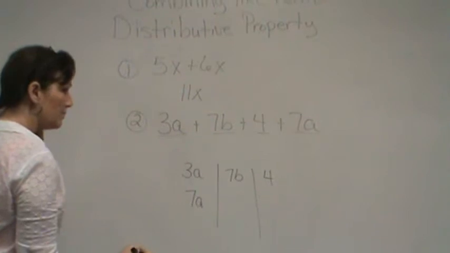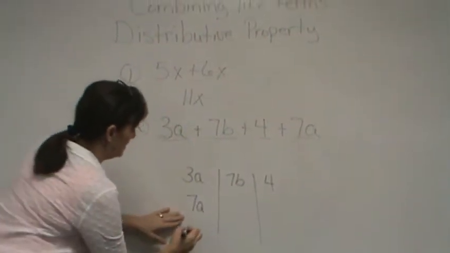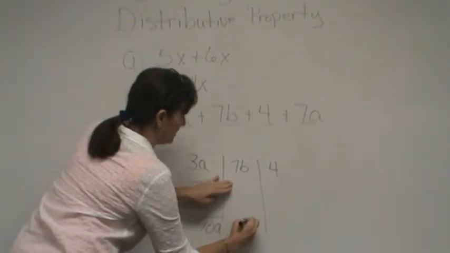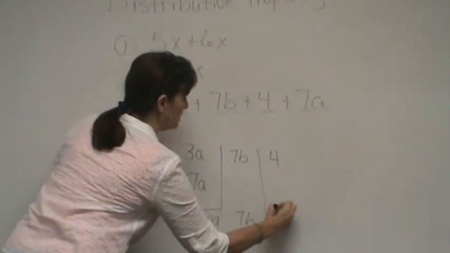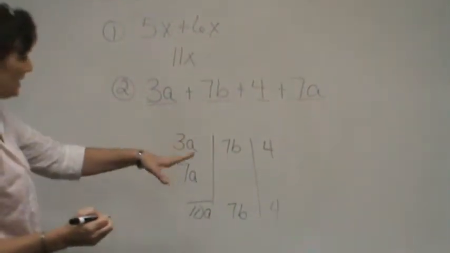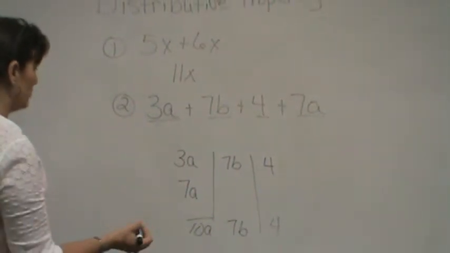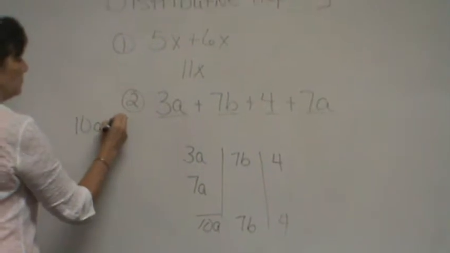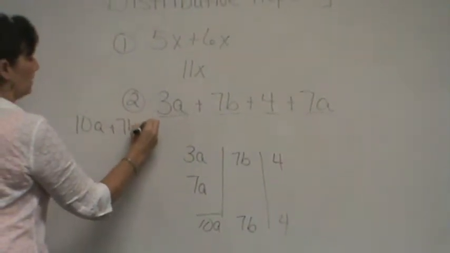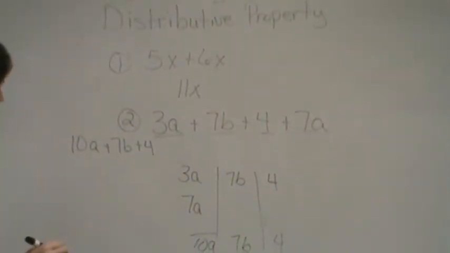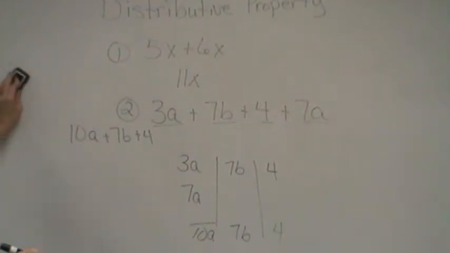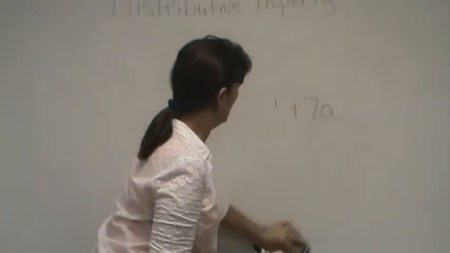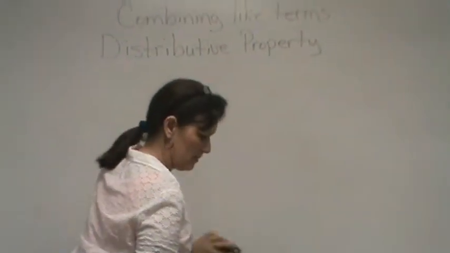I'm going to go through and add up my columns. This gives me 10a. This gives me 7b. And this gives me 4. Don't have any negatives here, so when I get ready to write my answer it is 10a plus 7b plus 4. We'll do another. The columns really seem to help. You want to try and do those.